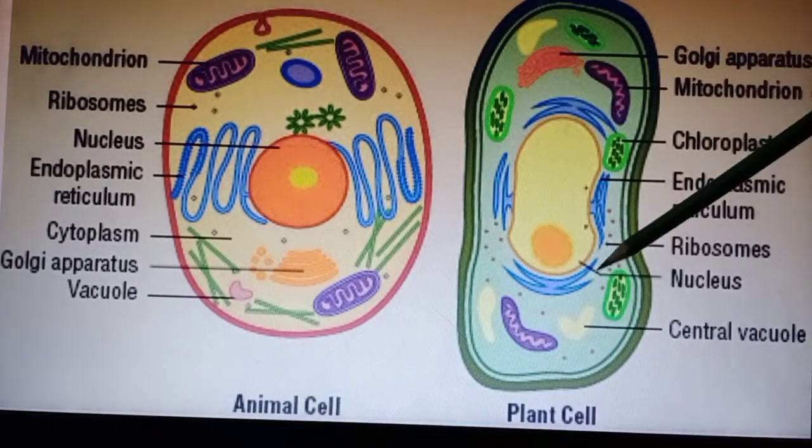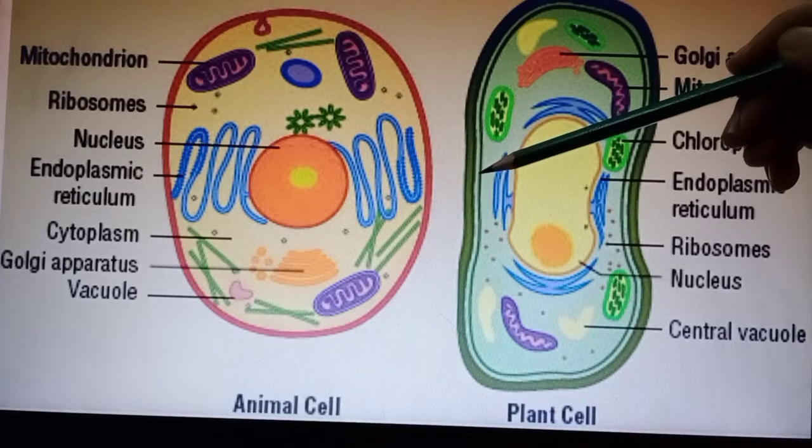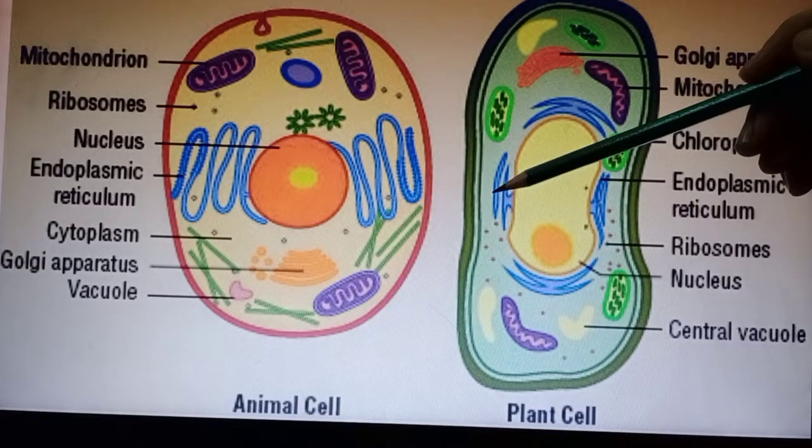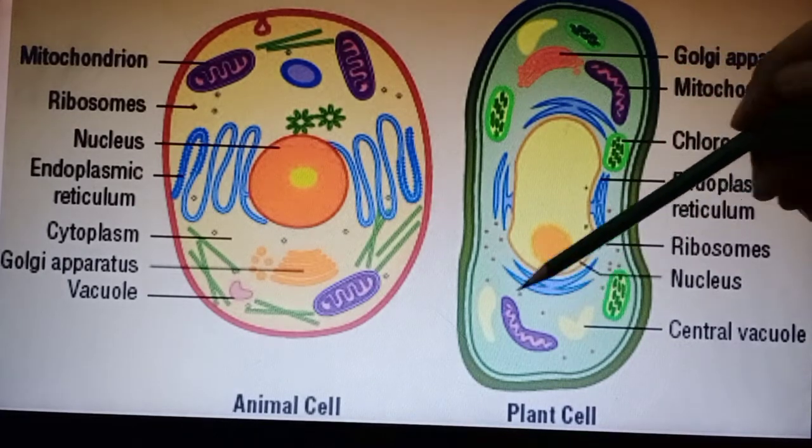Similarly, in plant cell, this is plasma membrane, this is the cell wall. So everything that is present between plasma membrane and the nuclear envelope is cytoplasm.